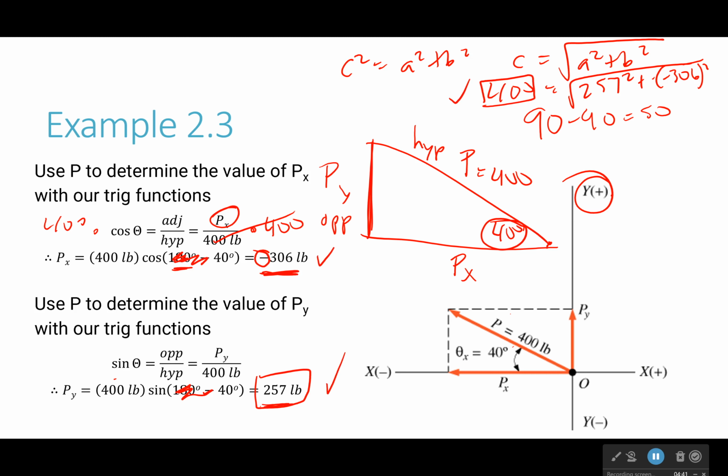So if you're weak when it comes to trig functions, you should really look at that right triangle practice worksheet and work through this problem over and over until you have mastered it. This is going to be an invaluable skill for this entire semester.